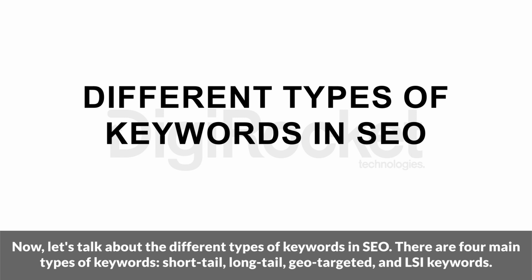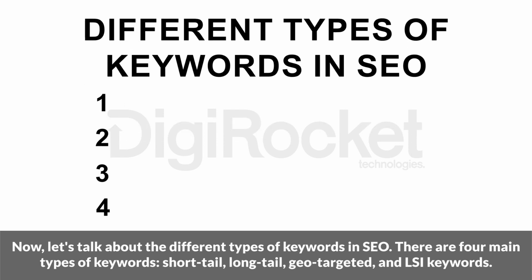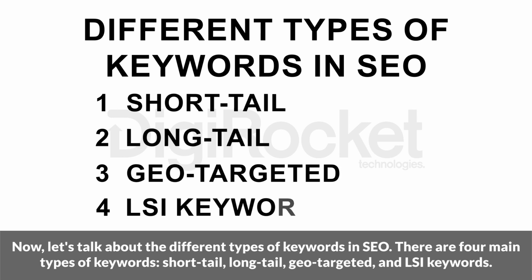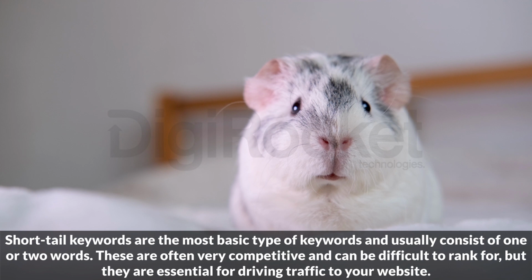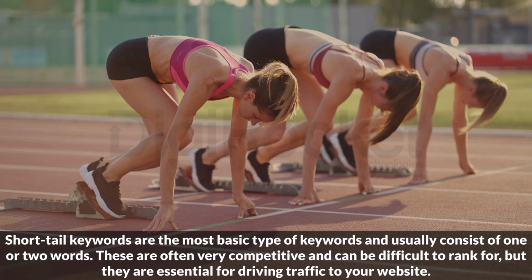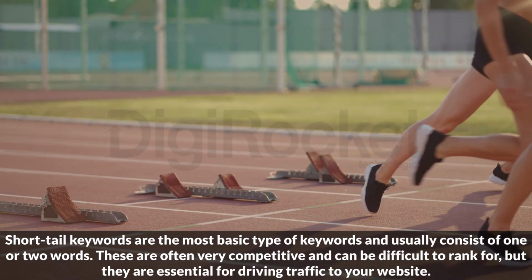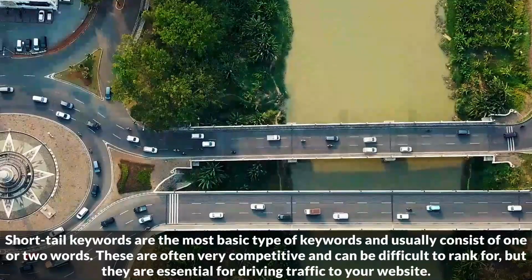Now, let's talk about the different types of keywords in SEO. There are 4 main types of keywords: short tail, long tail, geo-targeted, and LSI keywords. Short-tail keywords are the most basic type of keywords and usually consist of 1 or 2 words. These are often very competitive and can be difficult to rank for, but they are essential for driving traffic to your website.